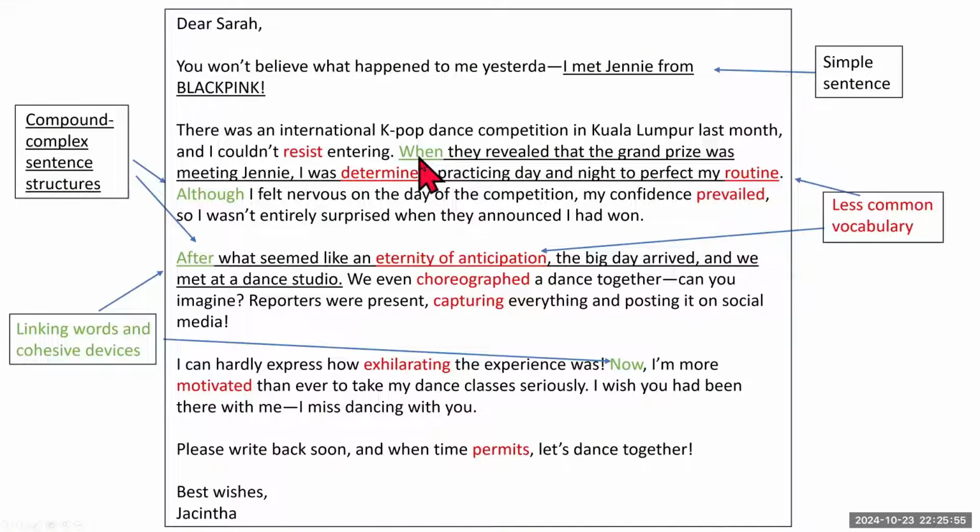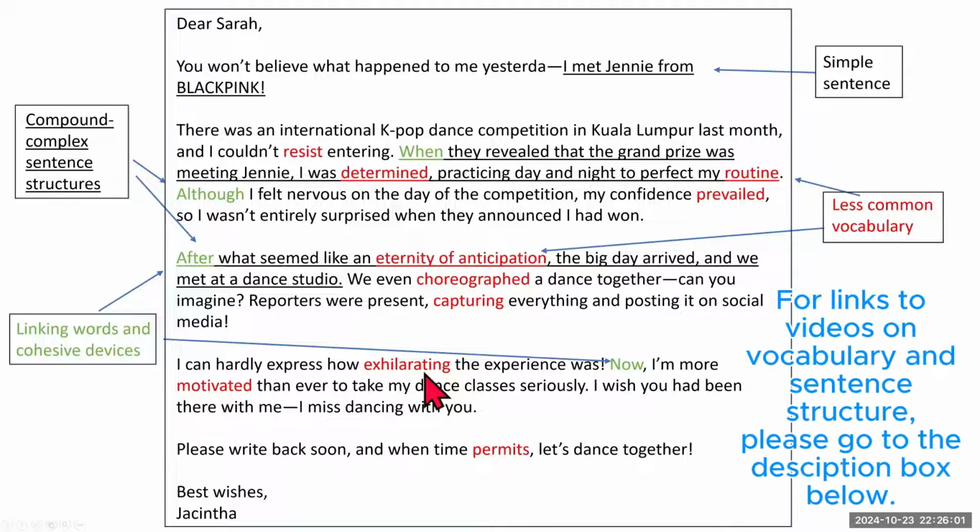And here I have made sure that I have used some less common vocabulary. They are in red. I have made sure that I have used different sentence structures. So I have compound complex sentence structures here, which are underlined. I also have a simple sentence. I have used linking words and cohesive devices in green.